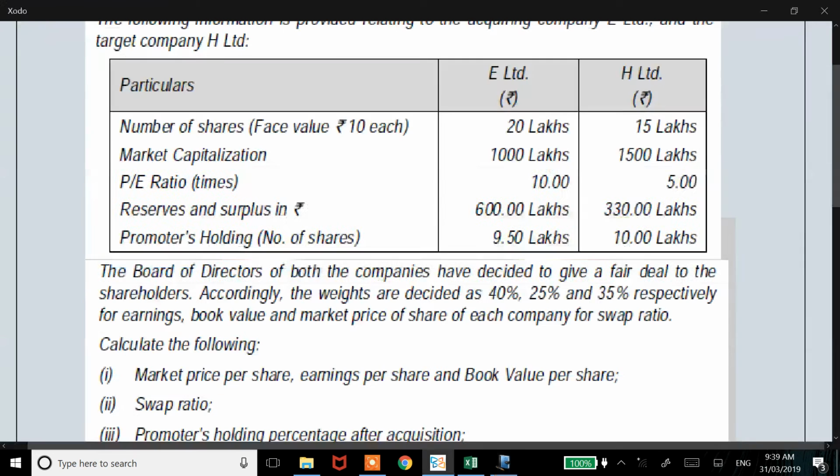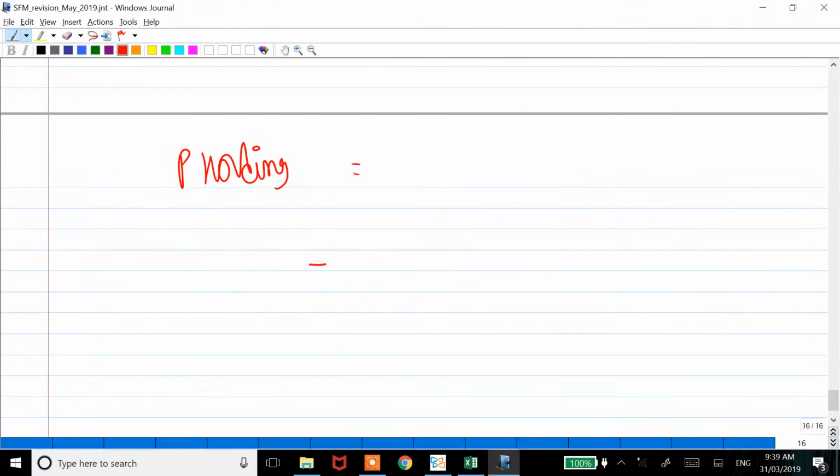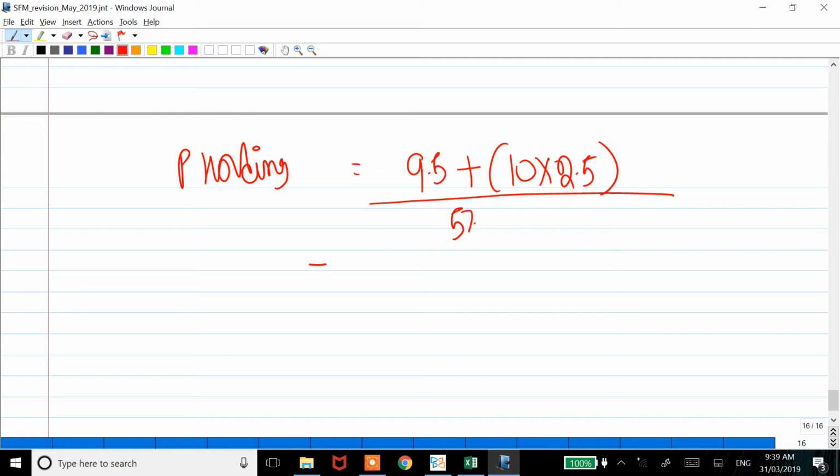Now listen, the promoter was earlier holding 9.5 and 10 lakh of these two companies. Now when it is a combined entity, he will hold 9.5 plus 10 into 2.5, because we are allotting 2.5 shares for every one share, and the overall number is 57.5 lakh. The promoter holding is 9.5 lakh of entity 1 plus 10 into 2.5 of entity 2, whole divided by 57.5, into 100.